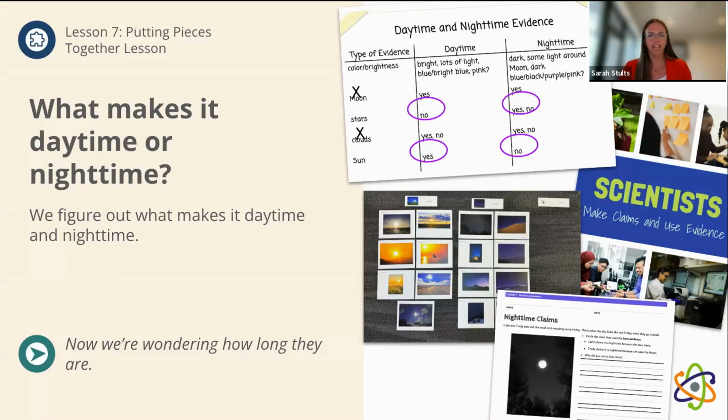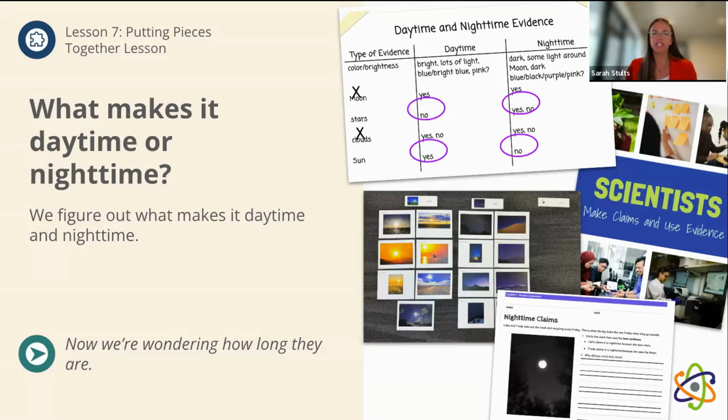This chart helps us figure out that actually, the moon is not evidence for whether it's daytime or nighttime. We can observe the moon in skies that we claim are daytime skies and those that we claim are nighttime skies. So we recall our scientists make claims and use evidence book and other experiences in lesson 3 to help us decide that we need to make additional observations to gather more evidence to help us answer our lesson question.